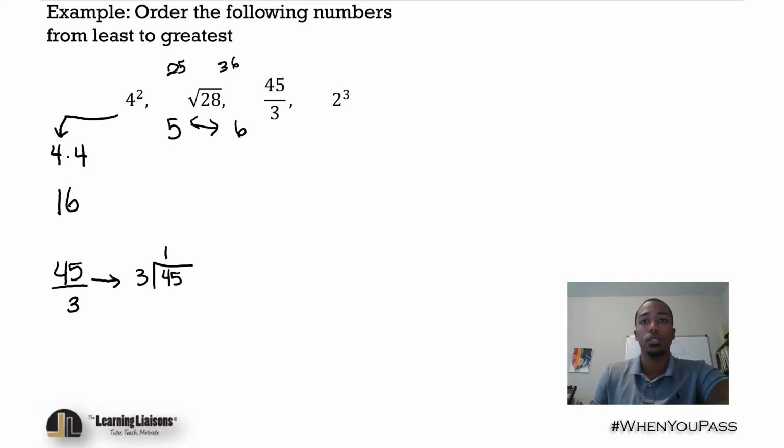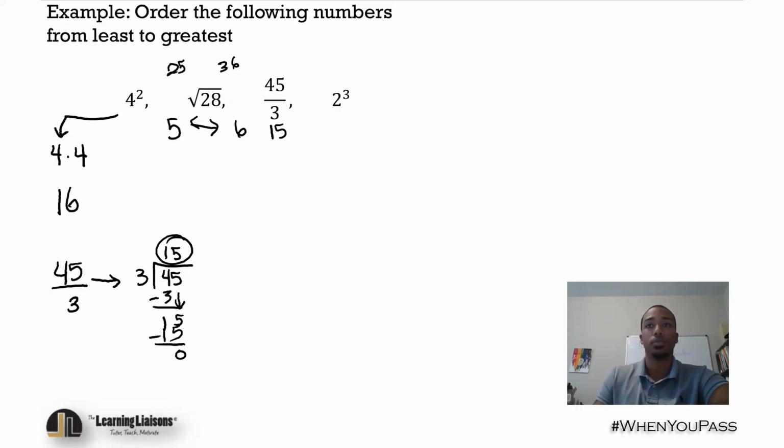3 into 4, that's 1. Subtract 3, because 1 times 3 is 3. We'll have 1. Bring that 5 down. 3 into 15, that's 5. And so we'll get 15 as our result. And so this is 15.